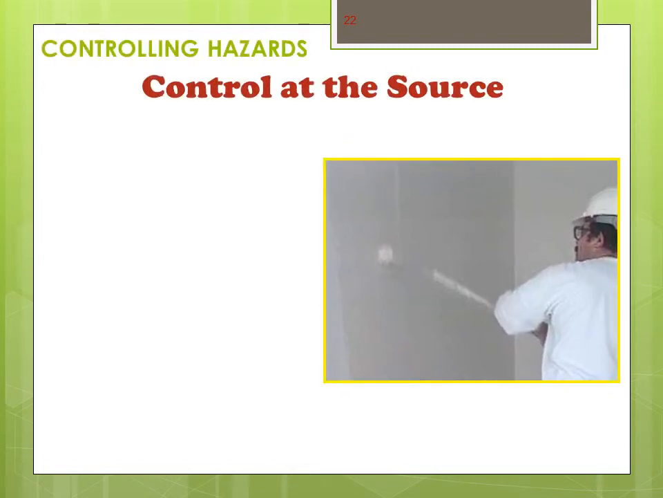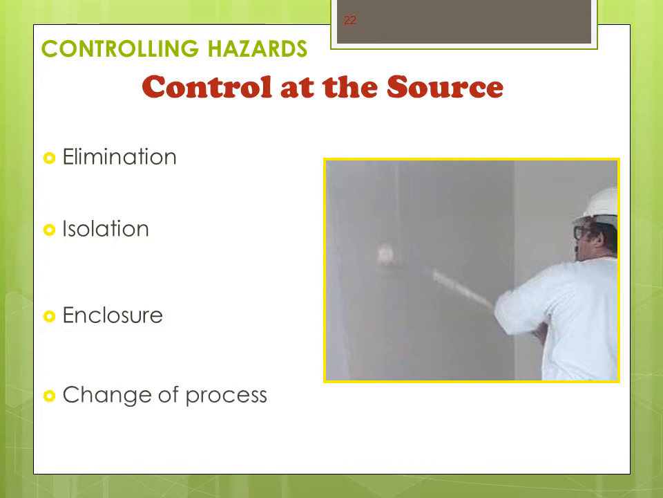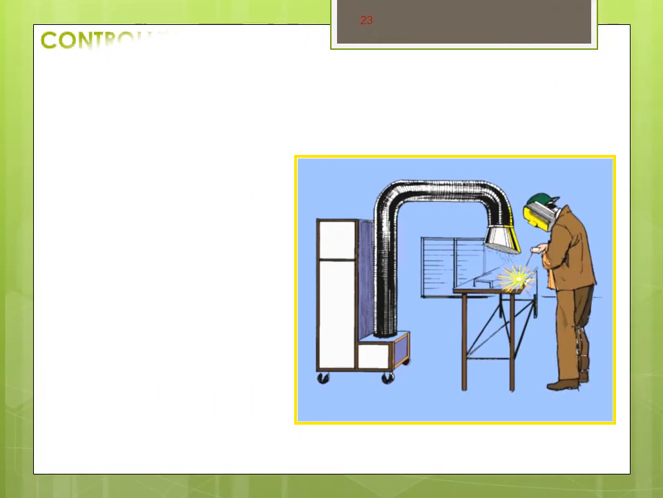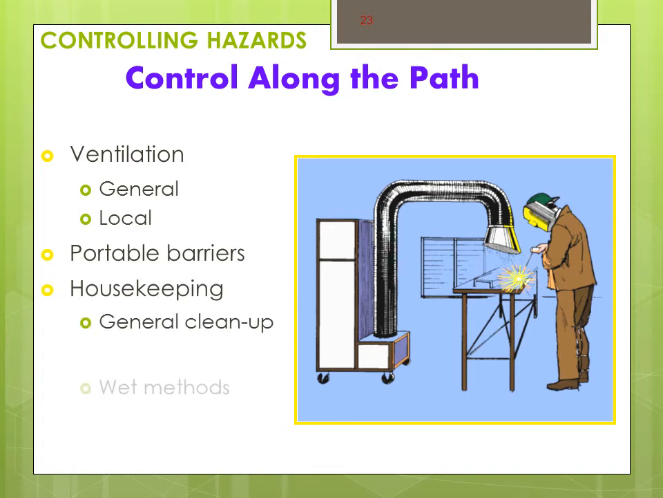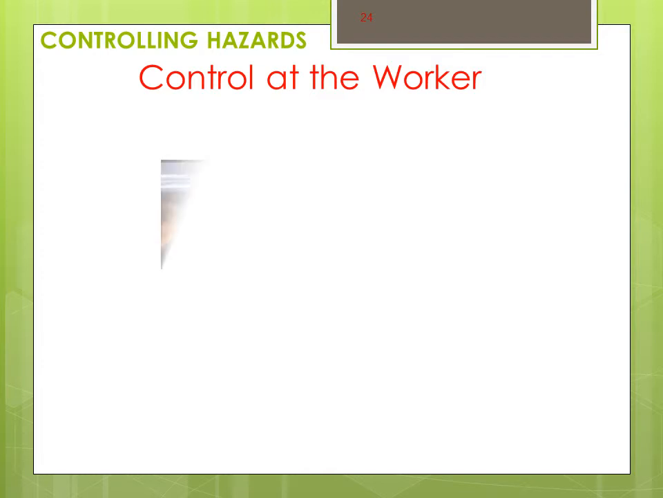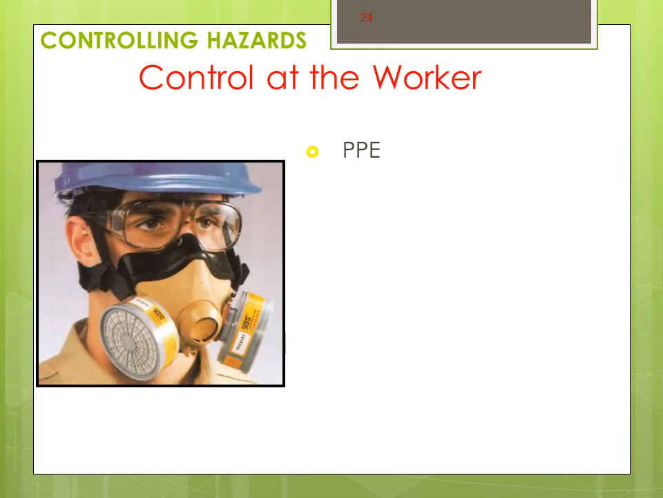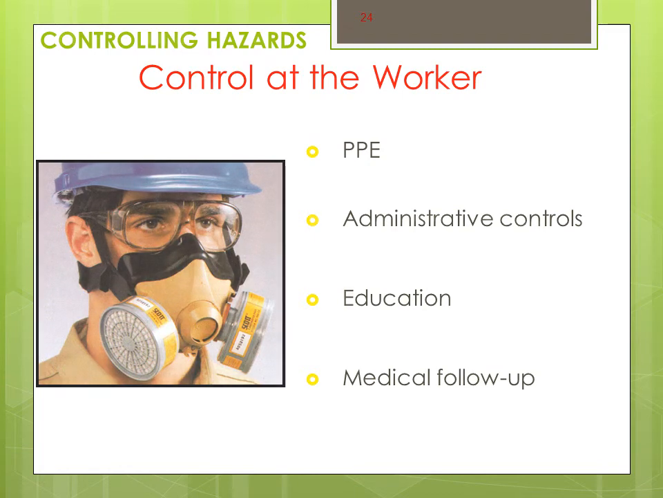Controls tend to be less effective the further away they are from the source of the hazard. Controlling it right at the source is always the best method. This can be done by elimination, isolation, enclosure, or changing the process. Methods along the path include adequate ventilation, barriers, or improved housekeeping. Controls at the worker may consist of personal protective equipment, PPE, administrative controls, education to enhance protection, and medical follow-up to ensure that control strategies are working.